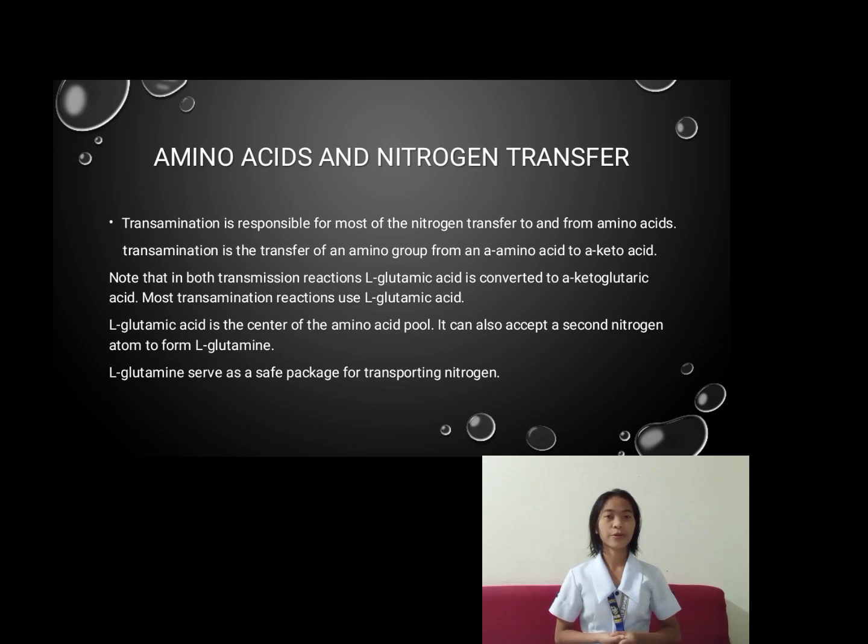Amino acids and nitrogen transfer. Transamination is responsible for most of the nitrogen transfer to and from amino acids. Transamination is the transfer of an amino group from an amino acid to a keto acid. Amino acids are important in metabolism as they carry usable nitrogen. If an amino acid is not directly incorporated into tissue proteins, its nitrogen may be incorporated into various molecules.